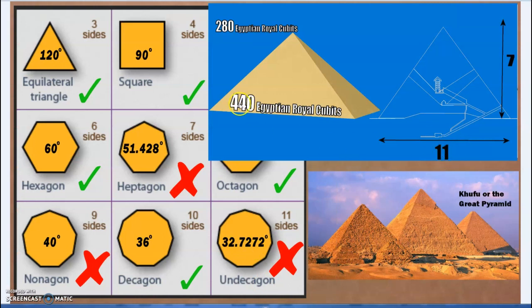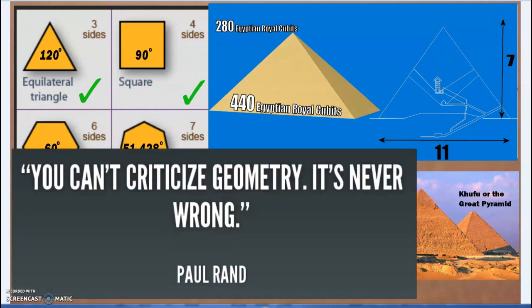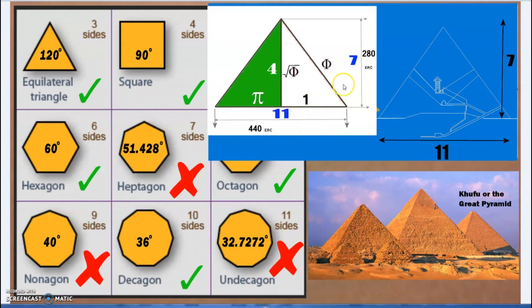So when it comes to the Great Pyramid, 440 Egyptian raw cubits at the base, 280 Egyptian raw cubits high, giving us a 7:11 ratio. You can't criticize geometry, it's never wrong. Well, that's why it's so important. So 7:11. Now, here we have these proportions built into the pyramid. I should have specified that it's a very close approximate of phi and pi.